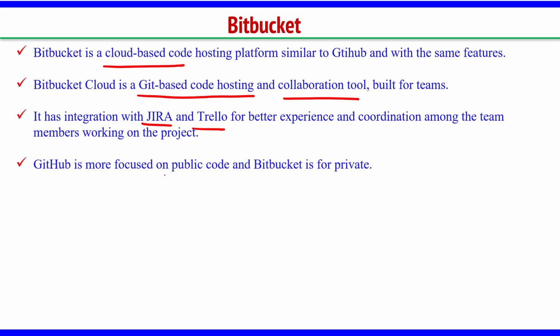GitHub is more focused on public code, whereas BitBucket is for private. In BitBucket there is no option of making it public, it is only for private. Within the company you can use BitBucket.